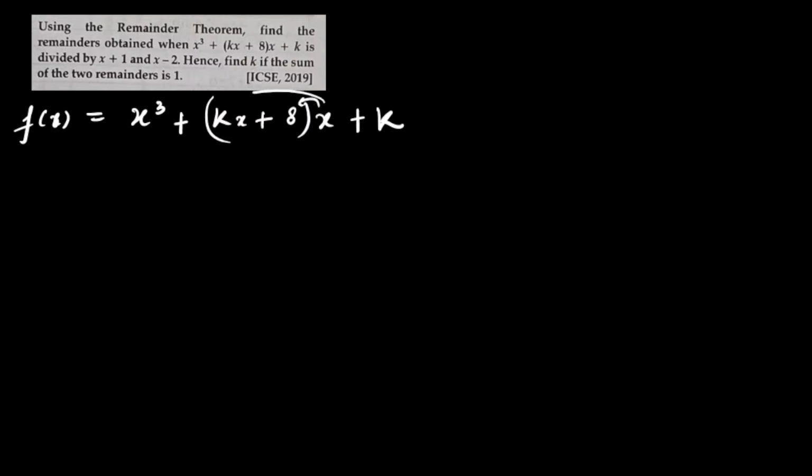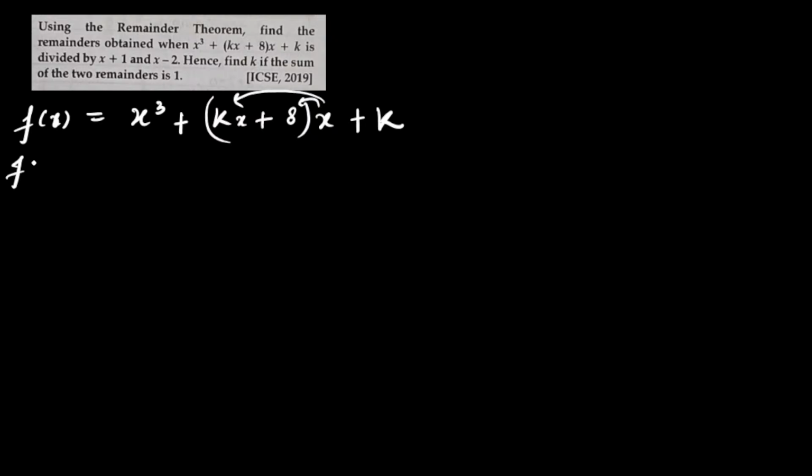So one polynomial is given to us. I'll be writing that f(x) is equal to x cube plus kx plus 8 into x plus k. So this is the polynomial. I'll just further simplify it. This x, let's multiply.